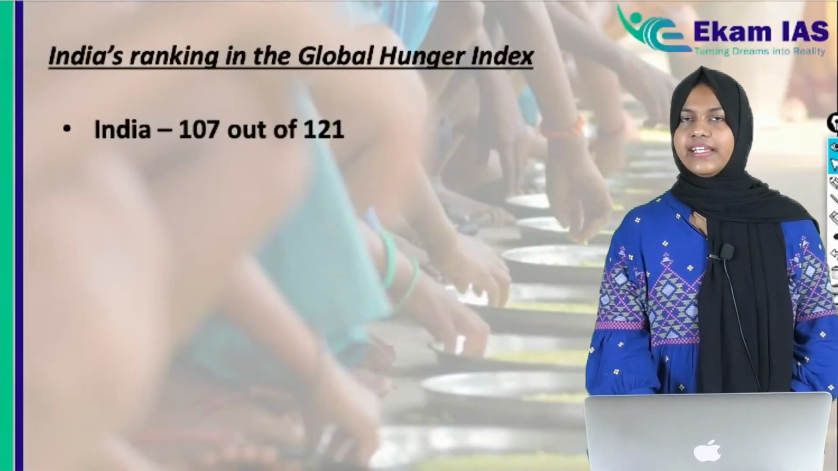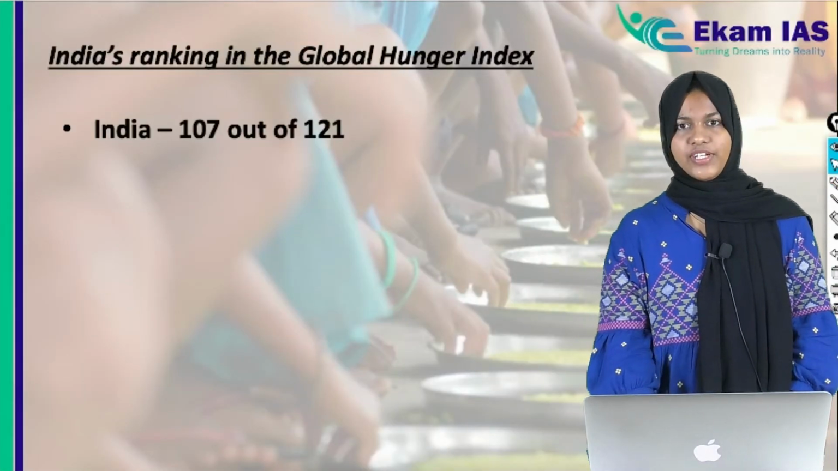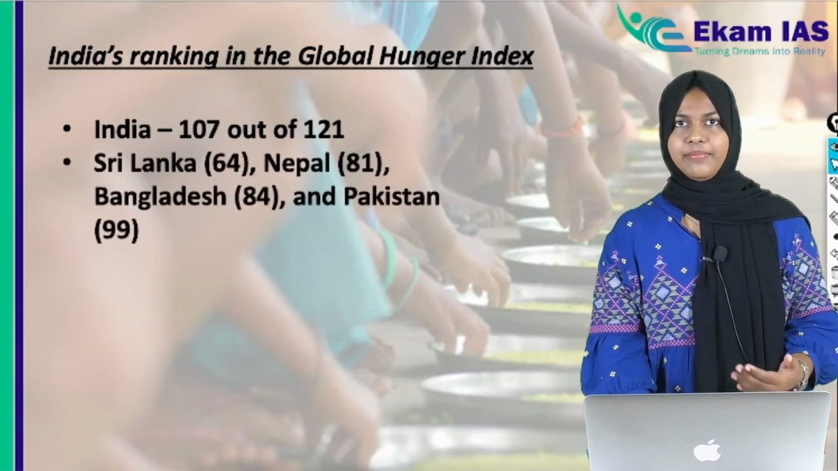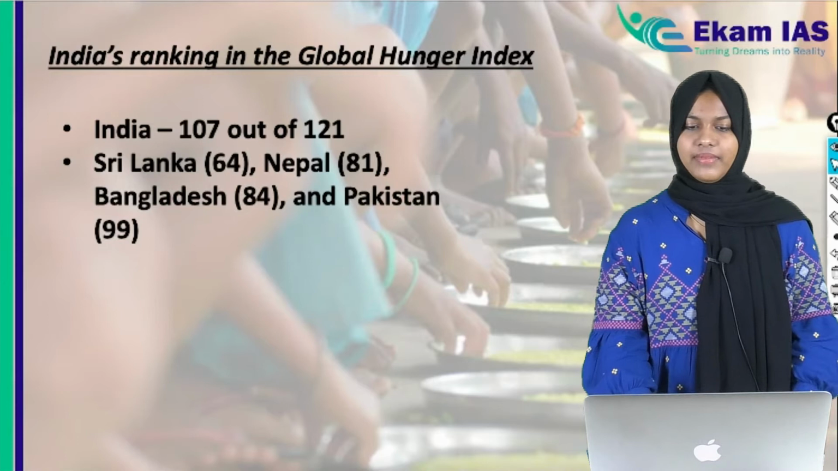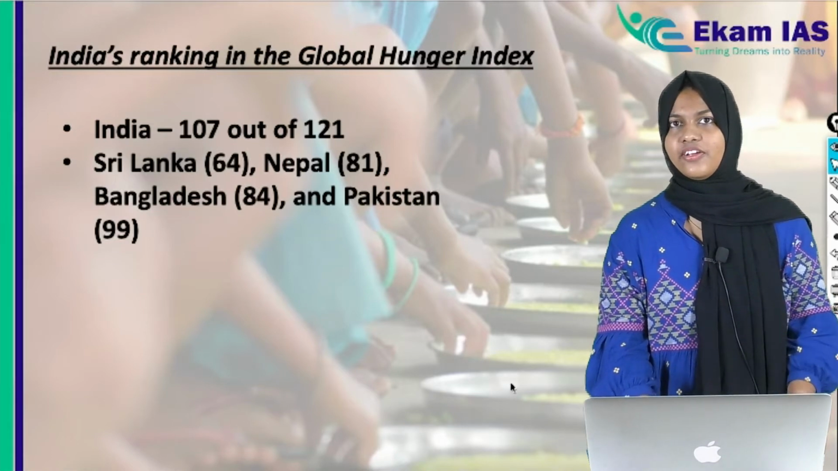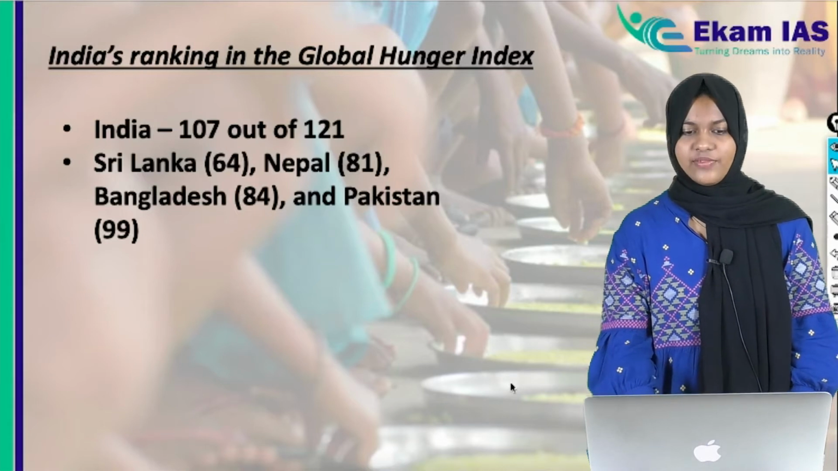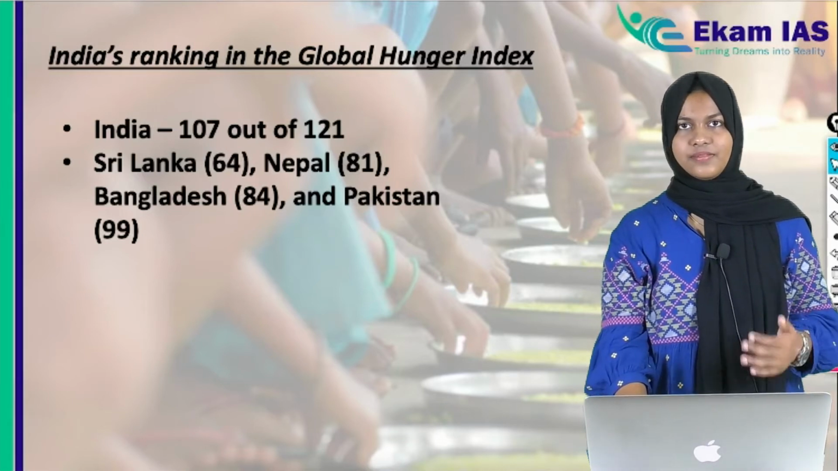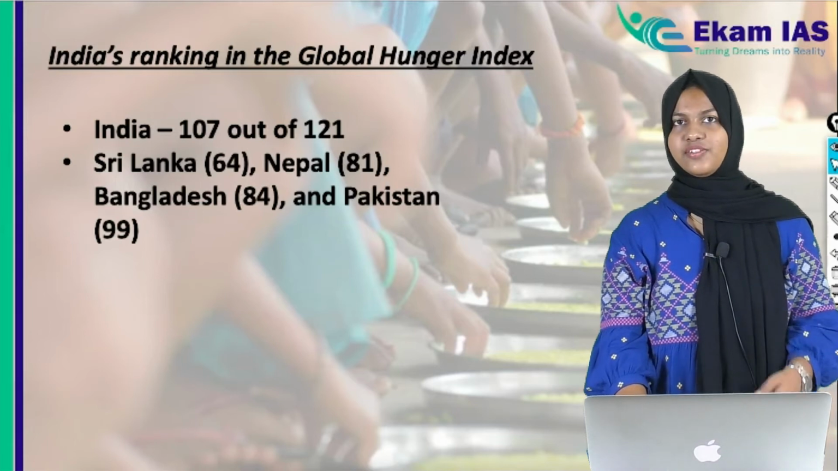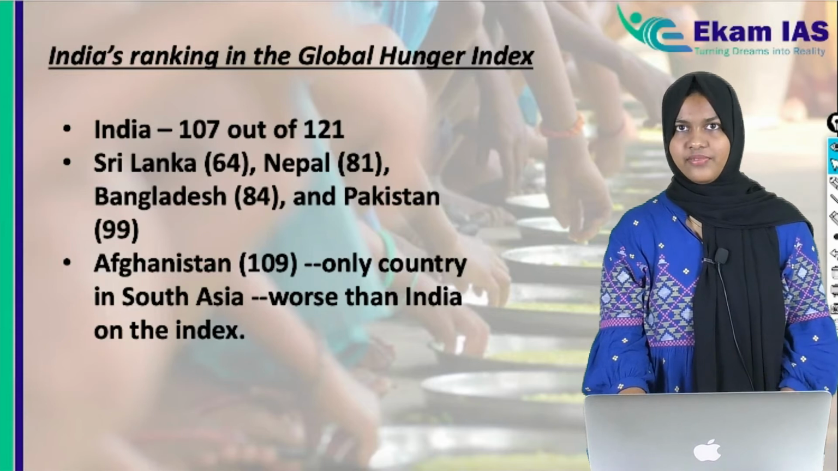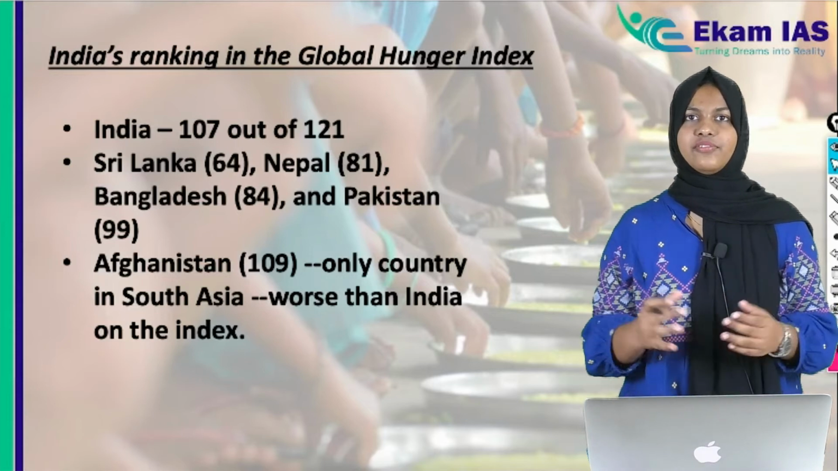So once again, India has secured 107 out of 121 countries, and our neighboring countries such as Sri Lanka, Nepal, Bangladesh and Pakistan have secured better ranks than India. That is, Sri Lanka has secured 64, Nepal 81, Bangladesh 84 and Pakistan 99. So India's rank is much below the rest of our neighbors. We have only performed better than Afghanistan when compared with the South Asian countries.